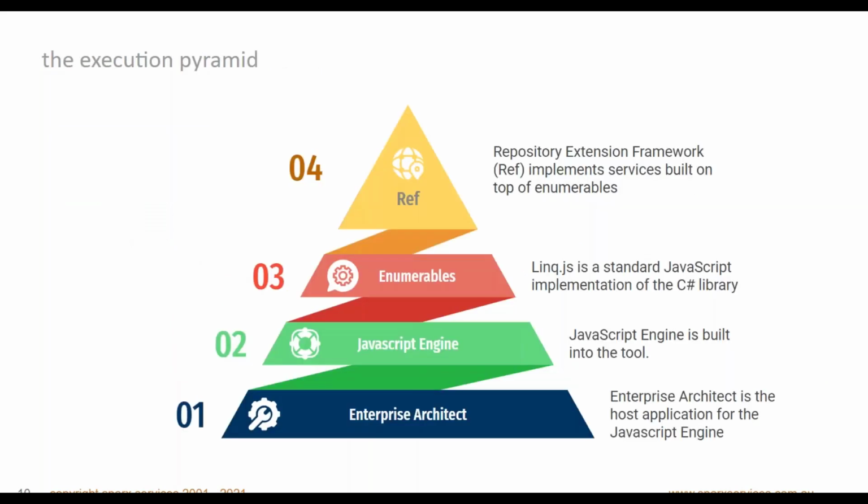This is the execution pyramid. We'll go through this quickly. You can look at it yourself in the presentation. Enterprise Architect is the base where all of the information is residing. There's a JavaScript engine. Enumerable sits on top of that, and then the repository extension framework sits on top of the enumerables. Your recipes and your work will sit on top of the ref. So there's lots of layers there.